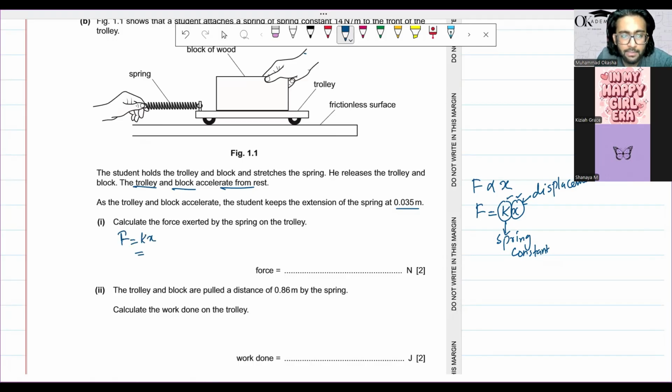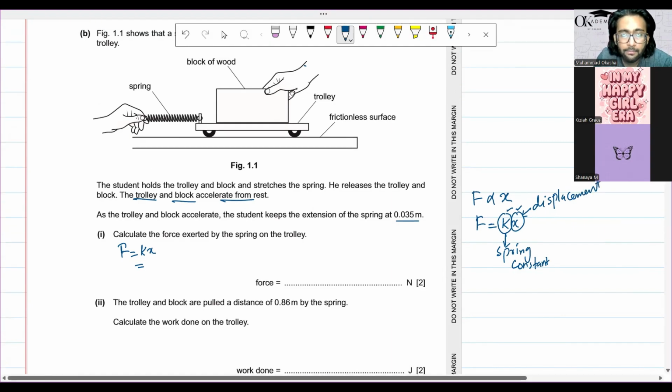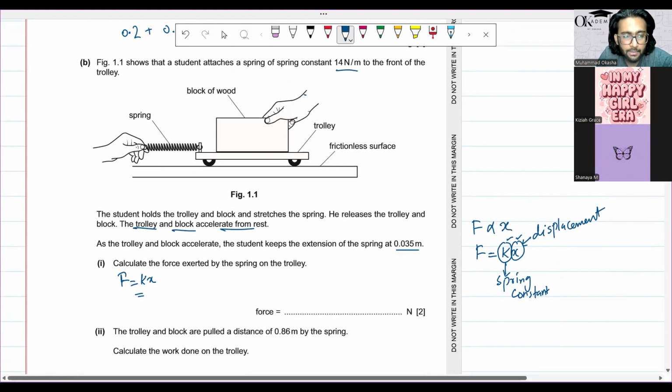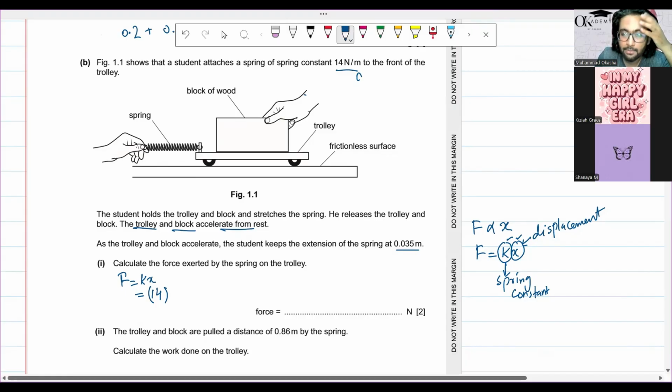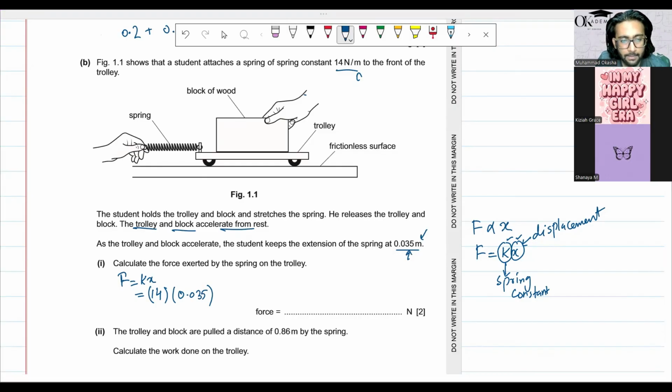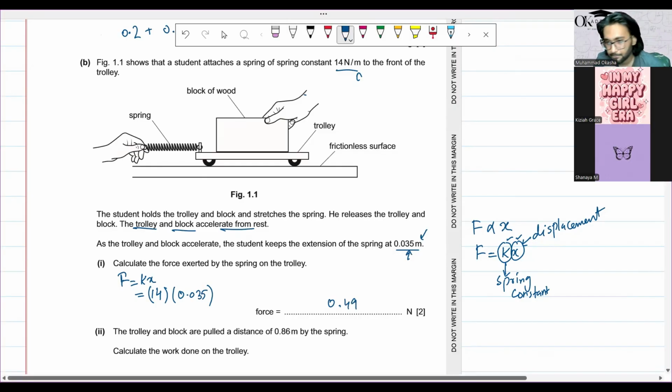We know the value of K, which is the spring constant. I think it was given above, 14. So 14 is the spring constant, right? The units are also consistent. There's meters and there's Newton, so I could just not write the units. And X is the extension. How much is the extension? It's 0.035. If you multiply the both, can you tell what you're getting? I think you should get 0.49 newtons.